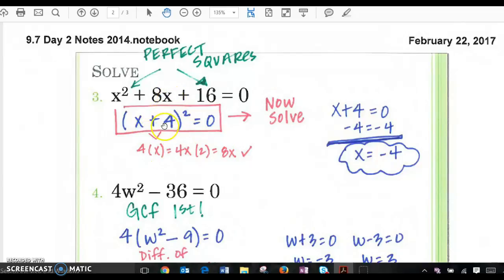So now I can solve this: x plus 4 quantity squared equal to 0. Now technically there are two of them because it's quantity squared. So really you only need to set one equal to 0. X plus 4 equals 0. Subtract 4 from both sides. X equals -4.